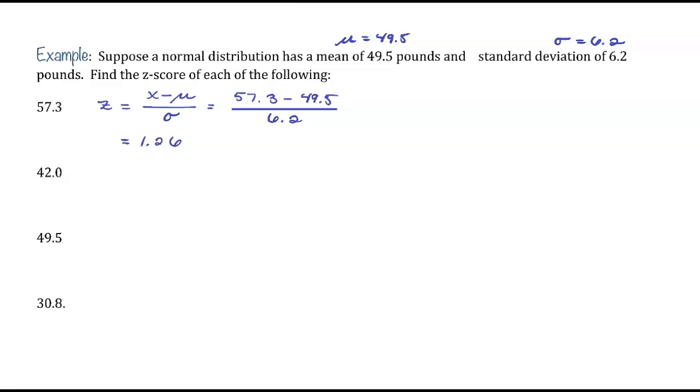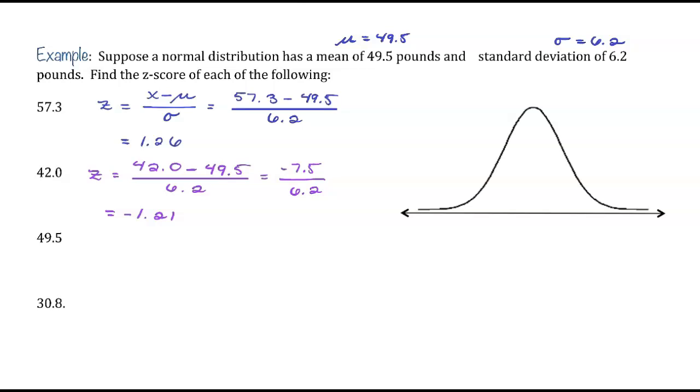Now let's calculate the z-score for 42.0. This time, our x value is 42.0, but the mean is still 49.5, and the standard deviation is 6.2. Notice that 42 minus 49.5 is a negative number, negative 7.5. And when we divide by 6.2, we have a z-score of negative 1.21. What do you think it means to have a negative z-score? Consider where 42 is located in relation to the mean.